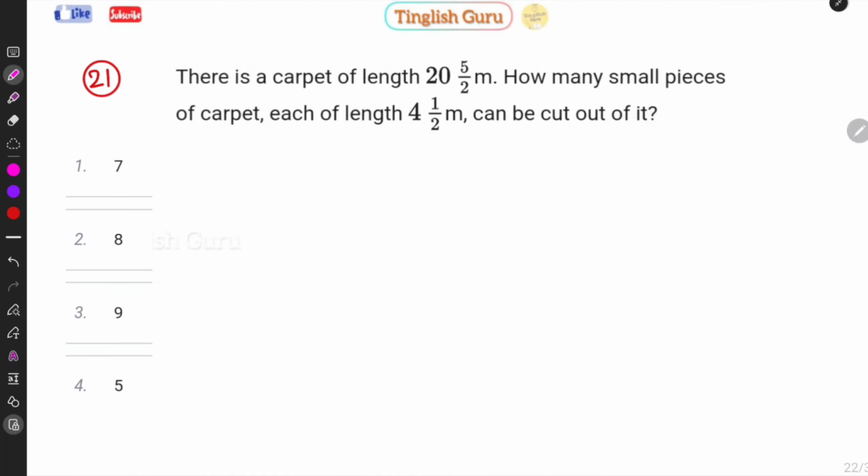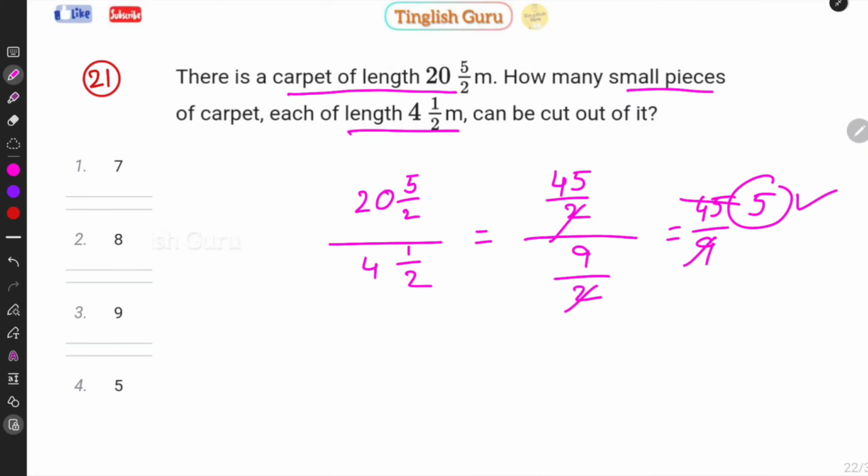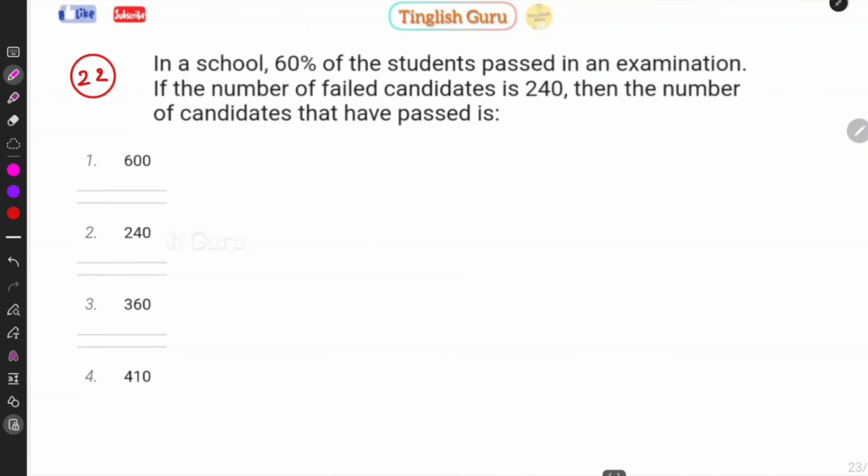Next bit. So this is a direct bit. The length of the carpet is given and we have to cut it into small pieces, each having a length of 4.5 meters. So we have to do it like this: 25 by 2 divided by 4 1 by 2, right? This is nothing but 45 by 2: 2 2s are 4, that is 40 plus 5, 45 by 2, divided by 4 2s are 8 plus 1, 9 by 2. So 2 and 2 will be cancelled. We will have 45 by 9. So 9 5s are 45. So our answer is option 4. Next.